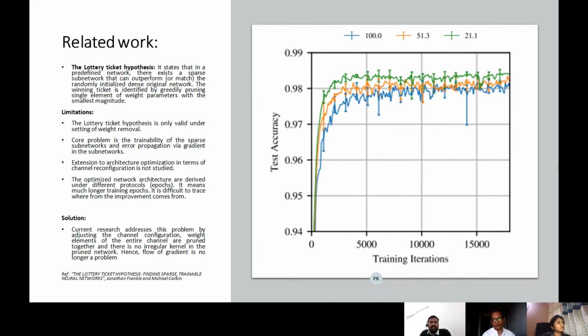Also, there's a problem with explainability. You cannot trace back where the benefit or the improvement of the performance is coming from. The current work addresses this problem, and it can trace back which step is benefiting, improving, or boosting the performance of the model.